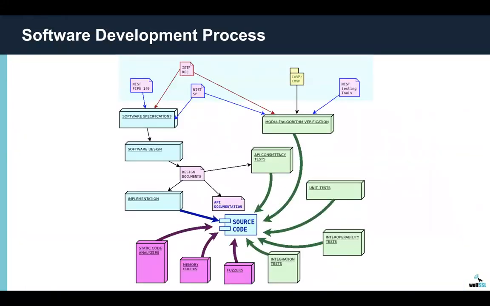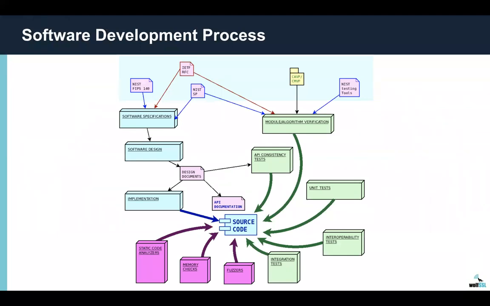This slide gives you a glimpse of our software development process. Everything flows into the source code in the middle. On the left side here, you have specifications that flow down into software design documents, which are used in both API testing, as well as implementation and API documentation.